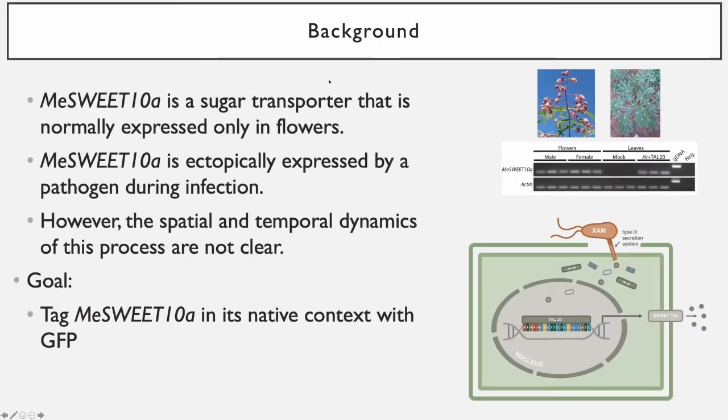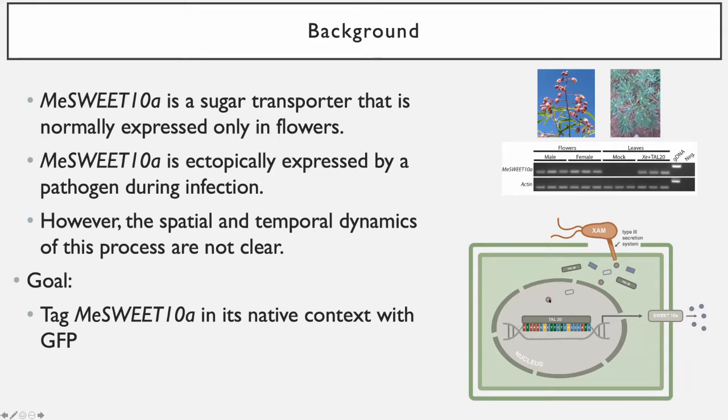A little bit of background for the gene that we wanted to tag, it's called Me-sweet10A. It's a sugar transporter that is normally expressed only in flowers in cassava. However, it's also ectopically expressed by a pathogen that we study during infection. So here, this bacterial pathogen is injecting its own proteins into the plant cell, some of which act as transcriptional activators, or TAL effectors, to activate host susceptibility genes.